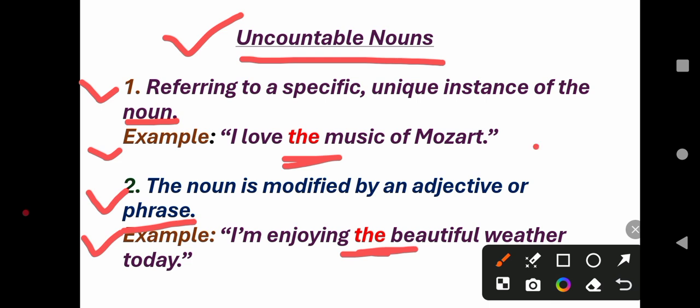So you also remember the key points: use the with singular countable nouns to refer to specific unique nouns. We use the with plural countable nouns to refer to specific groups of nouns. And we also use the with uncountable nouns to refer to a specific instance or modified nouns.